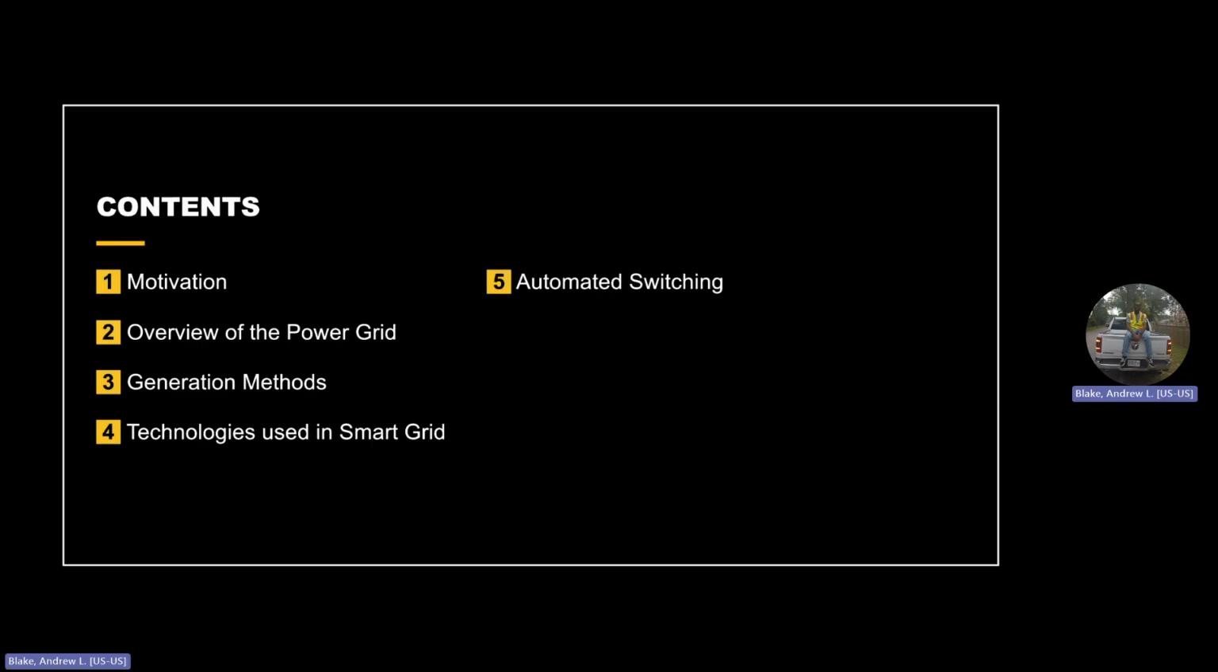So first, a quick overview of my presentation. I'm going to go over the motivation for why I chose this topic, go over an overview of the existing power grid, discuss generation methods, talk about the technologies used in a smart grid, and then talk about automated switching.